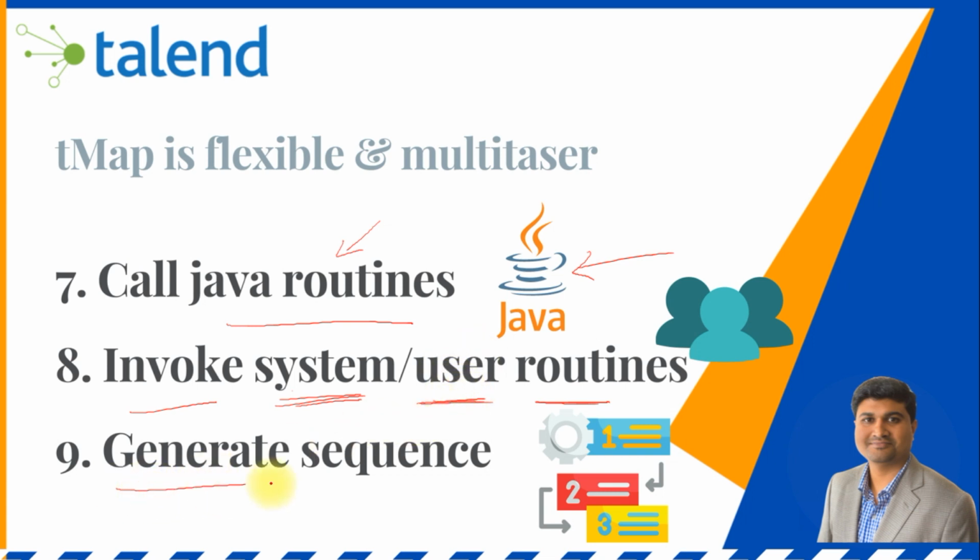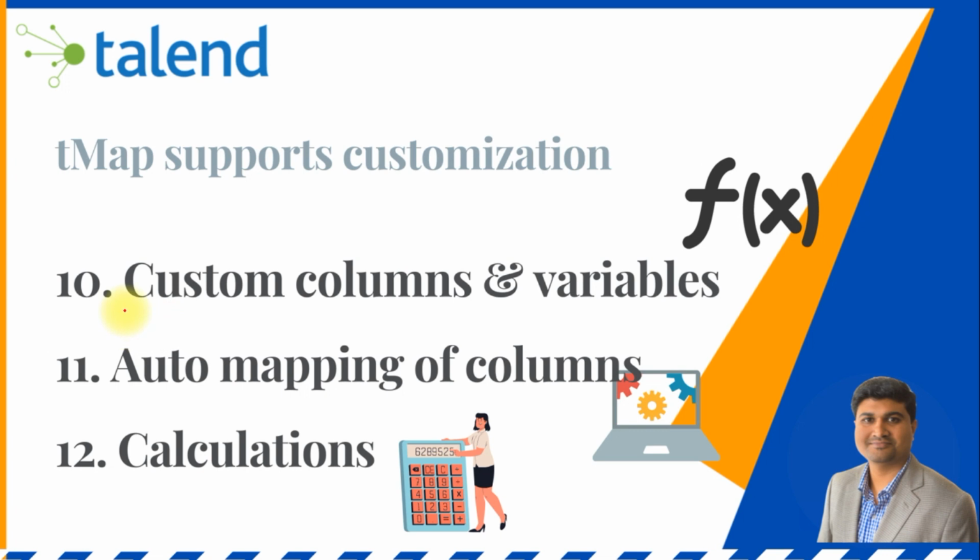And also you can use tMap for generating sequence numbers. So if you are loading dimension tables, you can generate a sequence based on some built-in features. So moving on, you have the capability to add your custom columns such as insert date or update date or any other column. And you can have your own variables created and perform any expressions or calculations, right? You can do that as well, or you can concatenate or do any such things using variables.